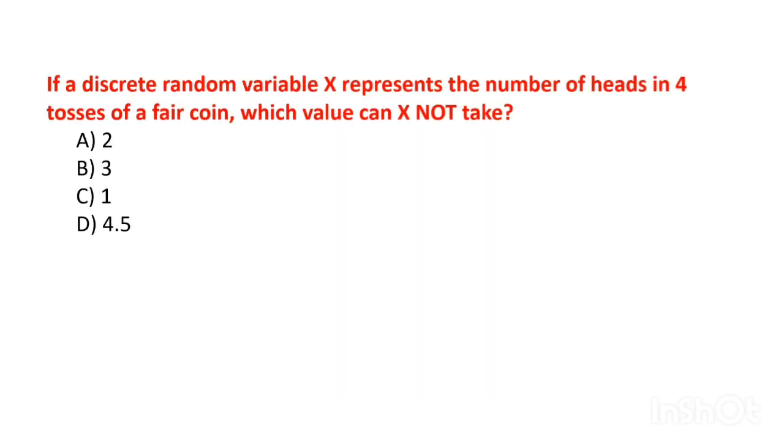If a discrete random variable X represents the number of heads in 4 tosses of a fair coin, which value can X not take? The number of heads must be an integer, so 4.5 is not possible. The correct answer is option D.